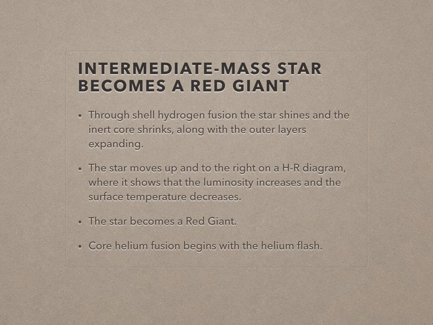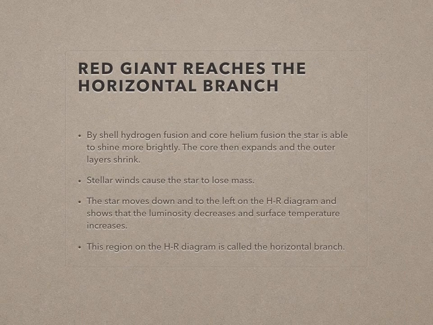Intermediate mass stars become a red giant. Through shell hydrogen fusion, the star shines and the inert core shrinks, along with the outer layers expanding. The star moves up and to the right on an HR diagram, where it shows that the luminosity increases and the surface temperature decreases. The star becomes a red giant, and core helium fusion begins with a helium flash.